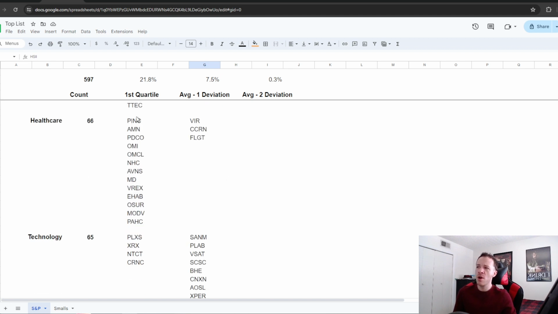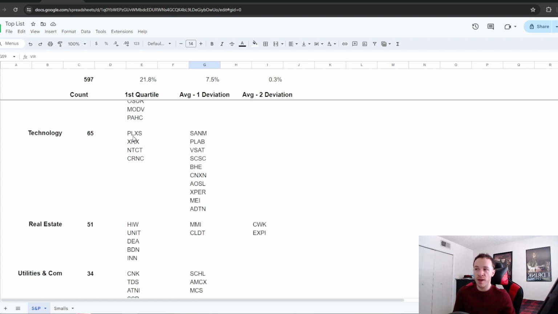Coming down to healthcare, we have 66 companies in total in our sample grouping, and 16 of which fall at least under the first quartile, and only 3 of which fall under the first standard deviation. In technology, we have 65 companies in total in our analysis, and there's 14 companies that fall under the first quartile, and then out of that 14, 10 of which fall also under the first standard deviation as well. Interesting to see that there's more under there than just under the first quartile, but like I said, technically the first quartile includes both groupings.